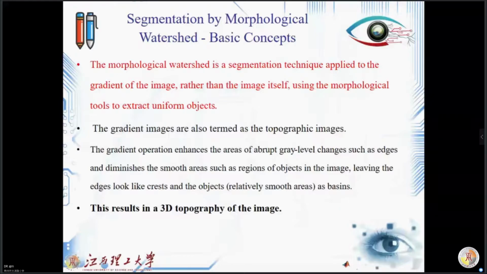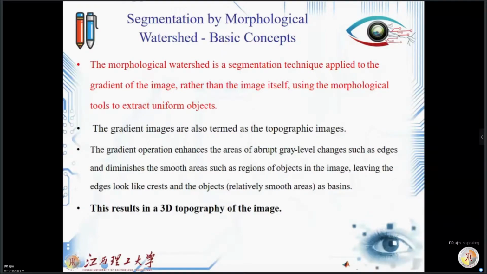is a segmentation technique which is applied to the gradient of the image rather than the image itself, using morphological tools to extract the uniform object. The gradient image is also termed a topographic image. The gradient operation enhances the areas of observed gray level change, such as edges, and leaves the smooth areas, such as regions of the object in the image, with the edges looking like crests and the object, a relatively smooth area, as a basin.